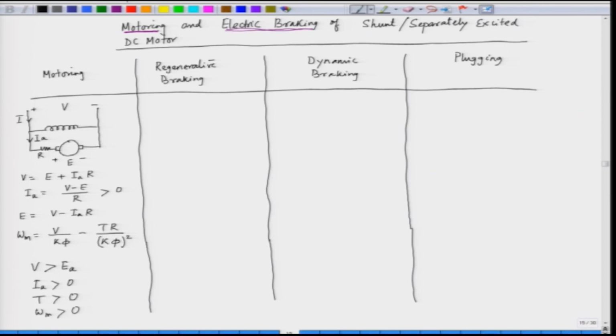Now, let us come to braking. What do we mean by braking of the motor? When we talk about braking, we are bringing down the speed. So, the motor speed is brought down to 0 or maybe reduced to a low value, that is the meaning of braking. So, when we are braking, the motor is sometimes functioning as a generator and it is delivering power back to the supply or back to some resistance. So, in regenerative braking, the motor is functioning as a generator and it is supplying power back to the DC source.